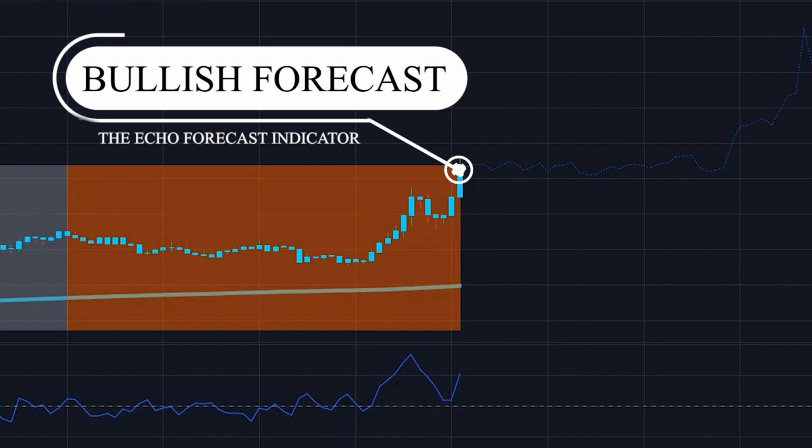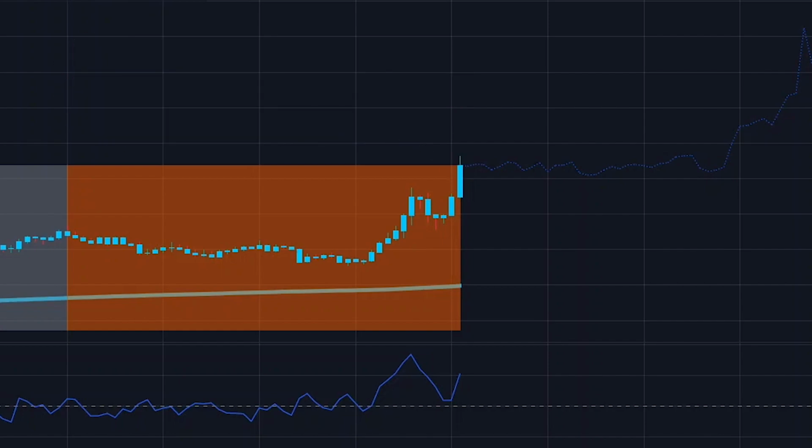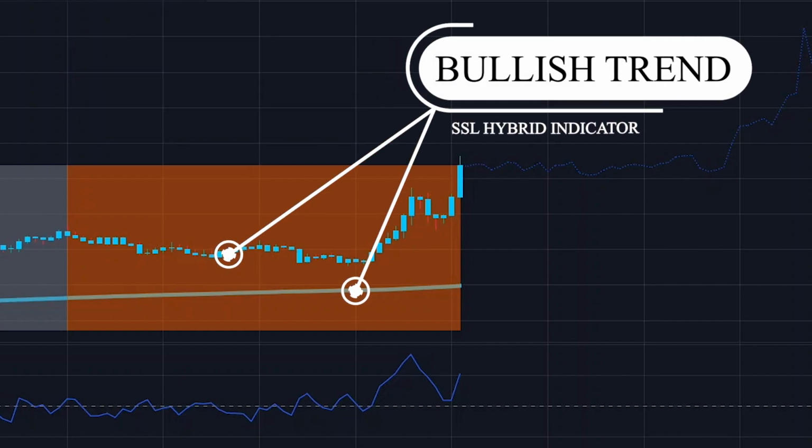When the price action touches the top of the forecast window, we know that we are in a bullish market and that the price will go even higher, which will always be displayed in our price forecast. Second, our SSL hybrid indicator must confirm a market uptrend.